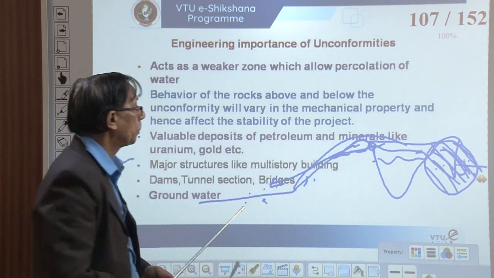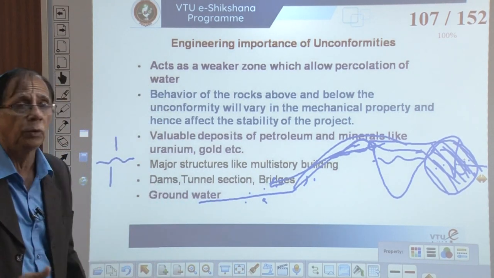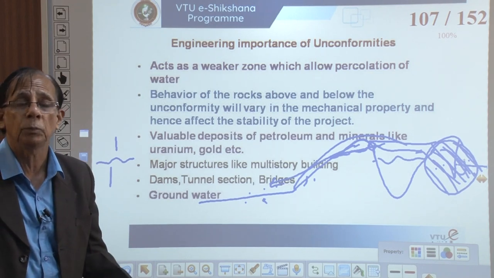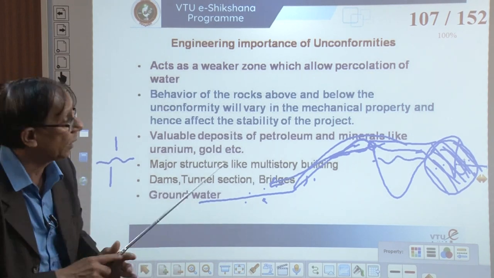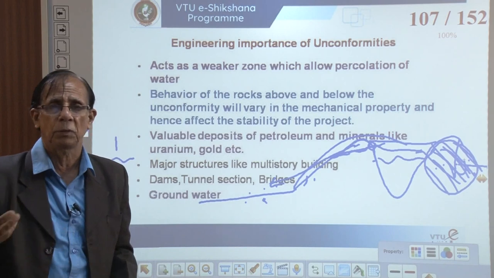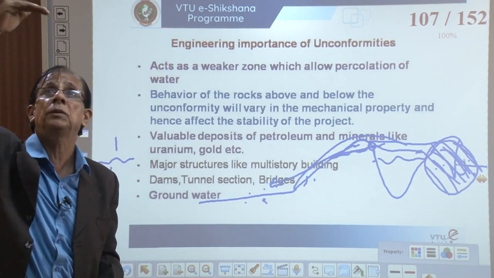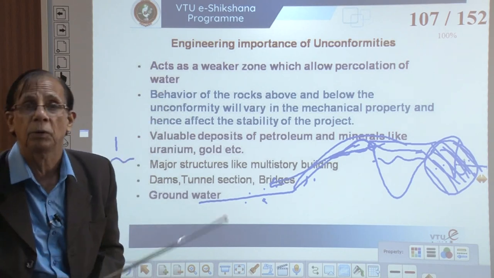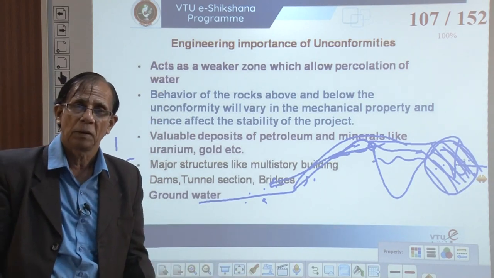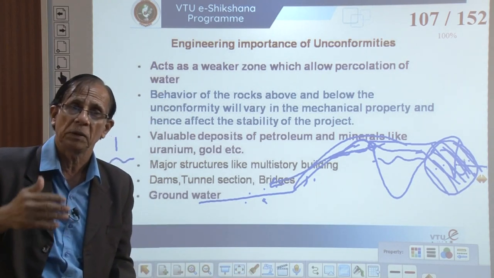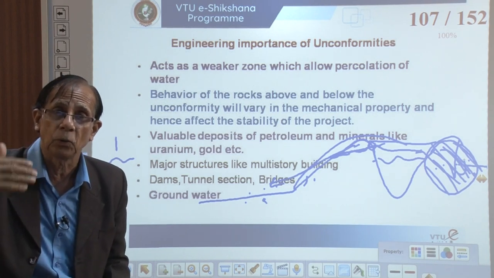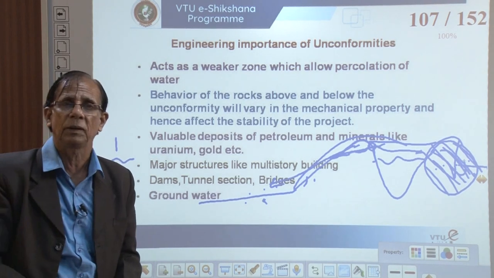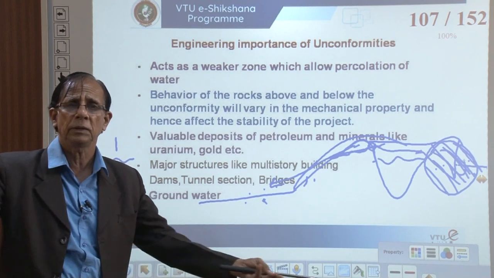Valuable deposits like petroleum, minerals like gold, uranium, Deshnur formation near Belgaum, we have unconformity, along with that we have uranium. Vindhyan mountain, several unconformities are there. All along the unconformity we have diamond. It means unconformity is the place where gold, diamond, uranium minerals can deposit, and that is the interest of every geologist.